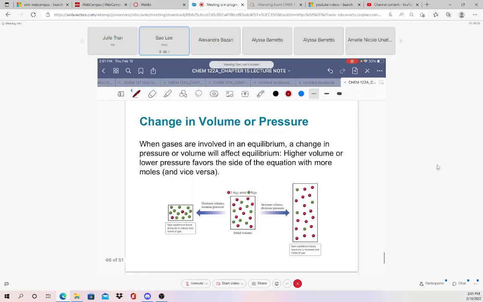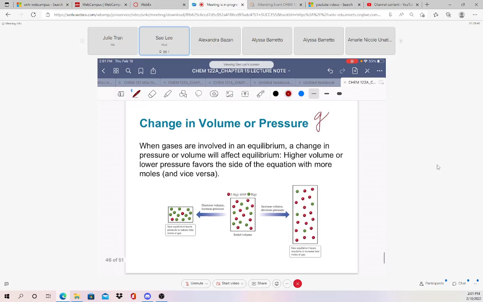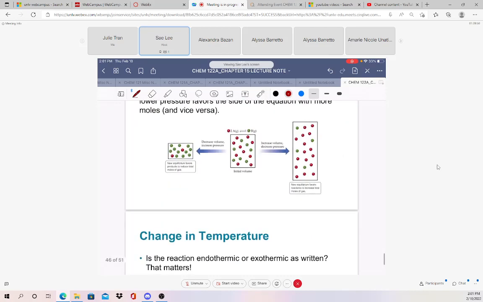The second external factor that can disturb the reaction equilibrium is volume and pressure. When gases are involved in an equilibrium, volume and pressure can alter the reaction equilibrium. Let's say volume is decreased, then pressure is increased.